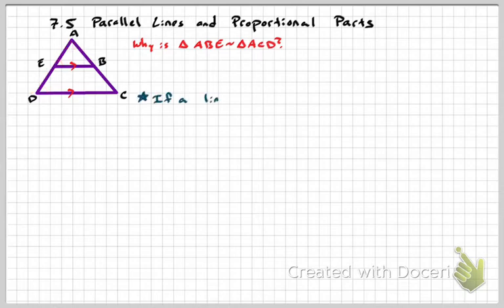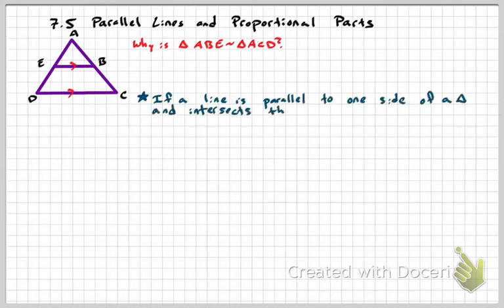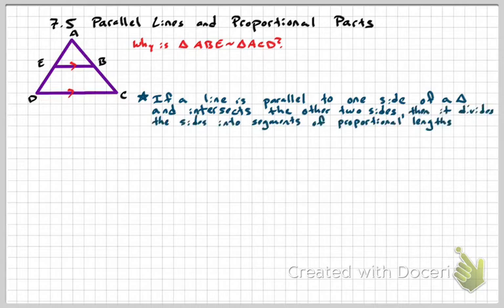Okay, so if a line is parallel to one side of a triangle and intersects the other two sides, so notice how side EB is intersecting AD and AC, and it's also parallel to the third side. So it's parallel to one side of the triangle and intersecting the other two sides. Then it divides the sides into segments of proportional lengths.